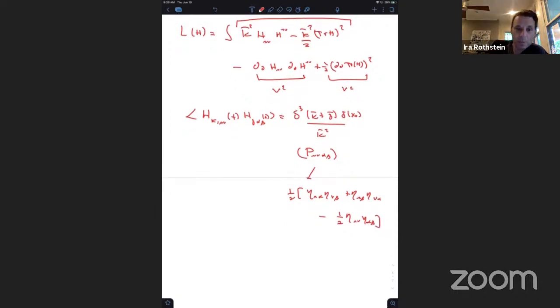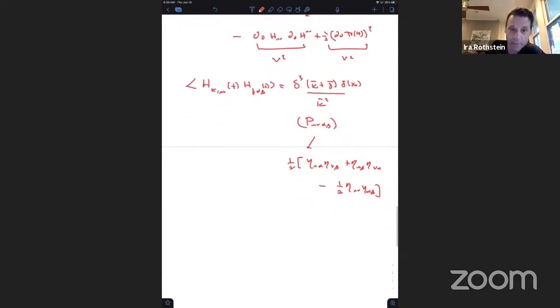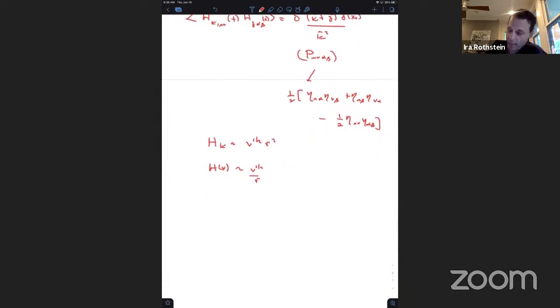So now we can go through all our scaling arguments as we did before to read off how h of k scales as v to the 1/2, and this is in momentum space. In coordinate space, which we'll also use later, it scales also as v to the 1/2, but over r, and this guy scales as v to the 1/2 over r squared. Okay, and we're going to use that to determine the scaling of the terms in the action.